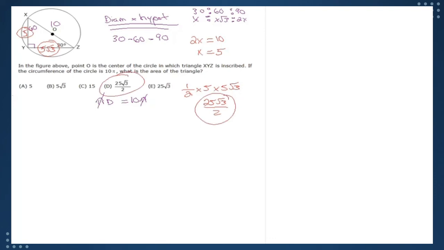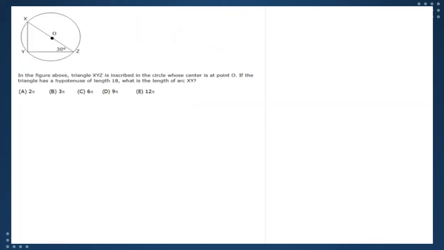So hopefully that wasn't too bad for everyone. I do want to do a slightly harder question that deals with arc length right now, and this has to deal with arc length wrapped up in inscribed shapes. So everyone take a look at this. Do another 2 minutes and then we'll go.